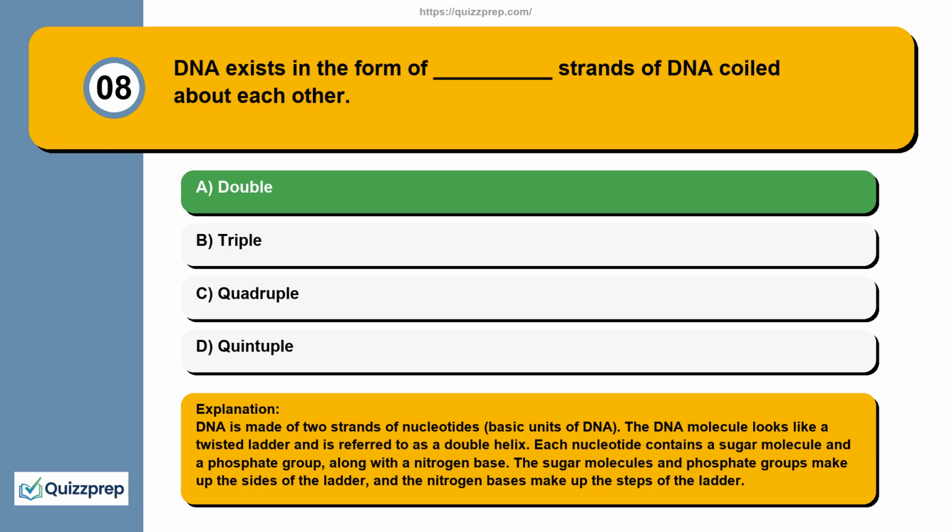DNA is made of 2 strands of nucleotides, basic units of DNA. The DNA molecule looks like a twisted ladder and is referred to as a double helix. Each nucleotide contains a sugar molecule and a phosphate group, along with a nitrogen base. The sugar molecules and phosphate groups make up the sides of the ladder, and the nitrogen bases make up the steps of the ladder.